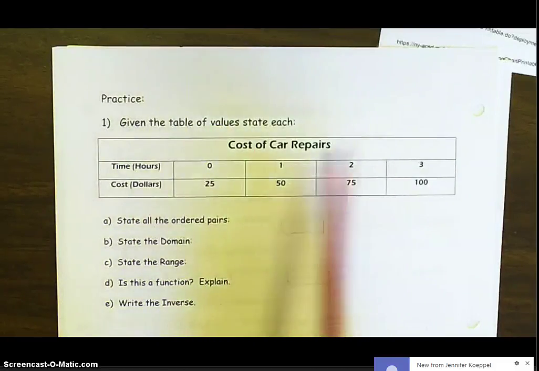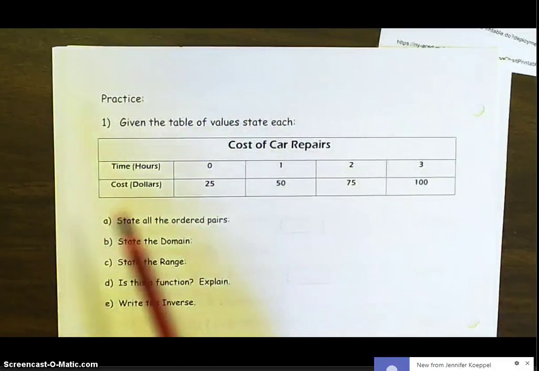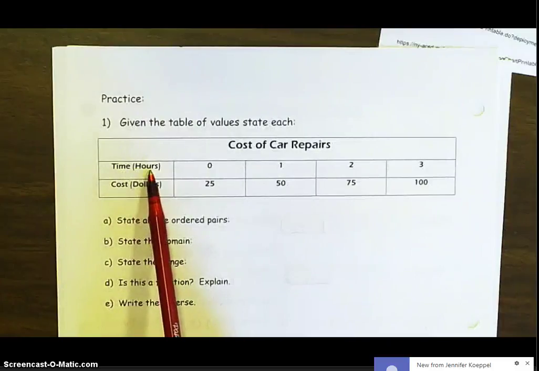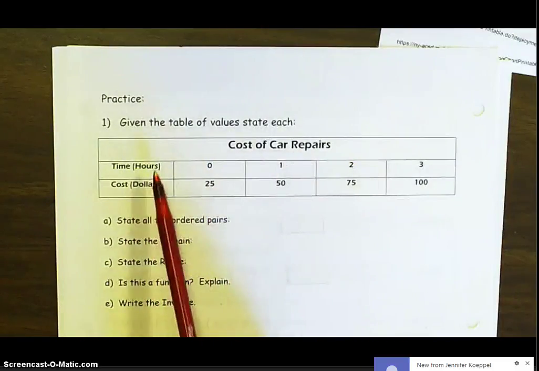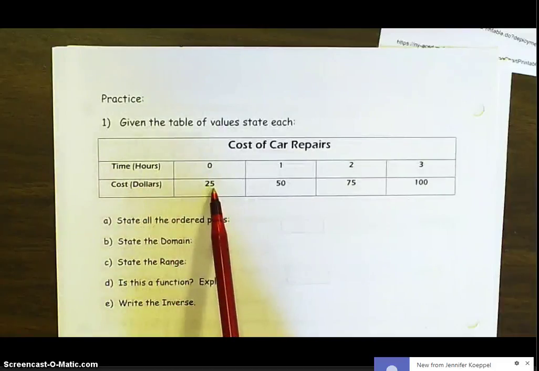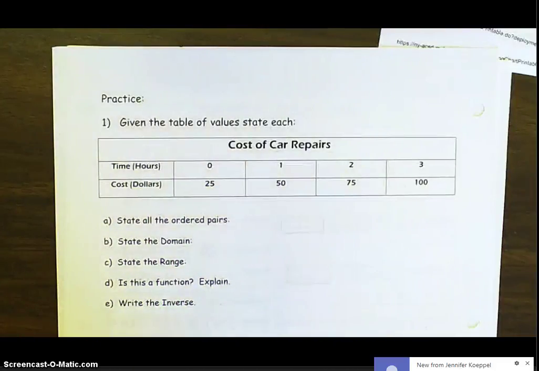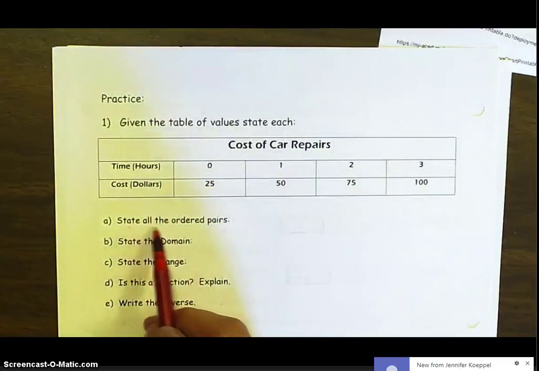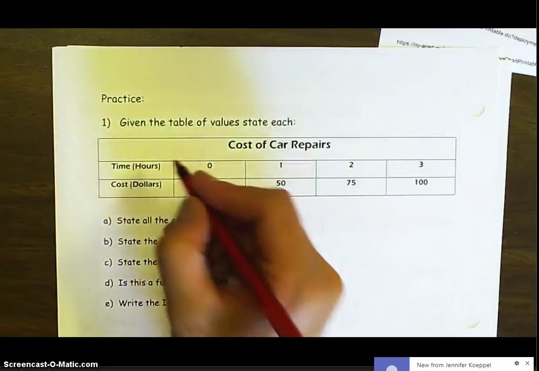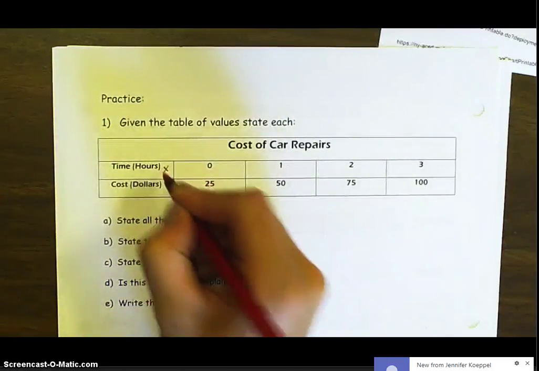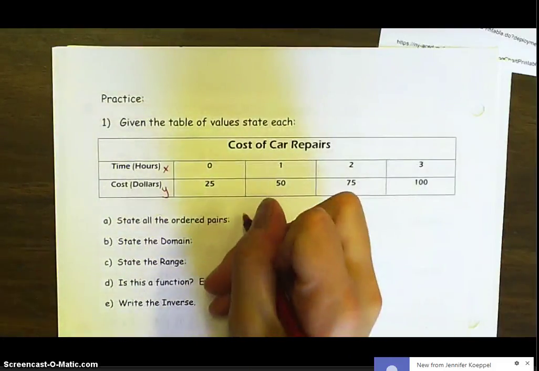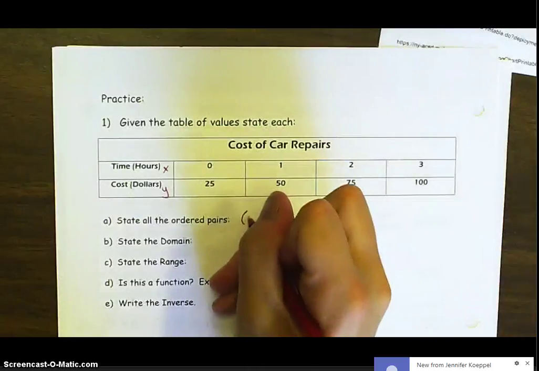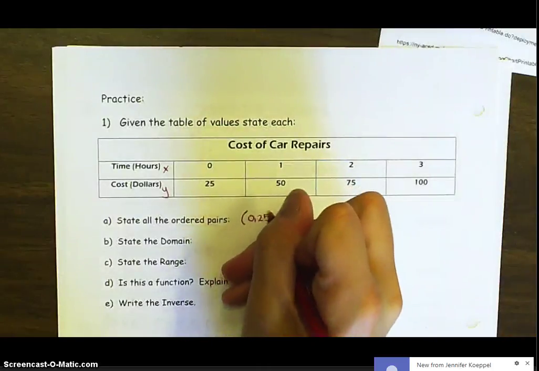So this is a table of values of the cost of car repairs. So we have time in hours. Okay, so if you have 0, 1, 2, or 3 hours that your car is getting repaired, and then the cost would be $25, $50, $75, and $100. So let's go ahead and state all the ordered pairs. So your independent variable would be the time, and your dependent variable would be the cost, which would be your y.